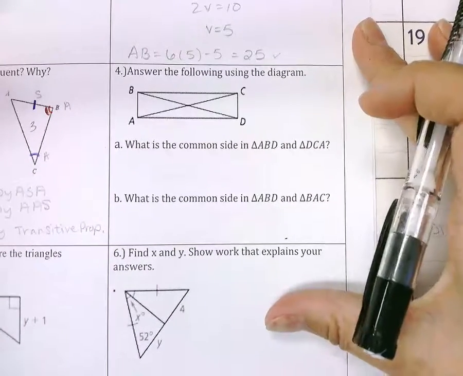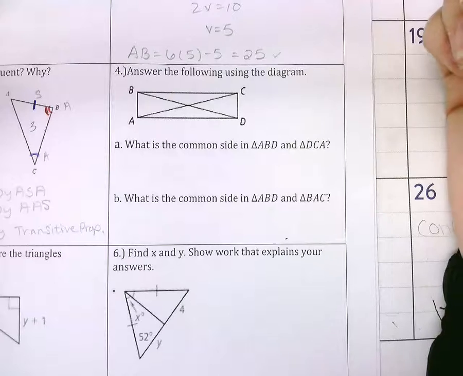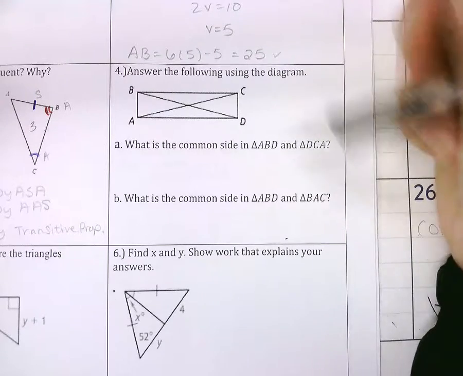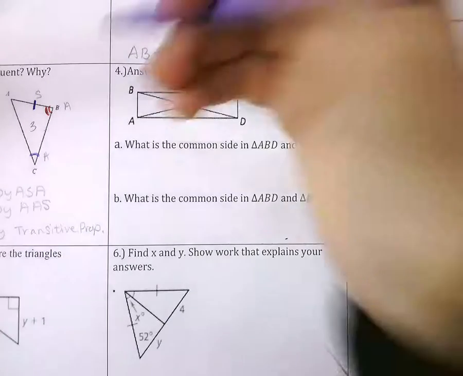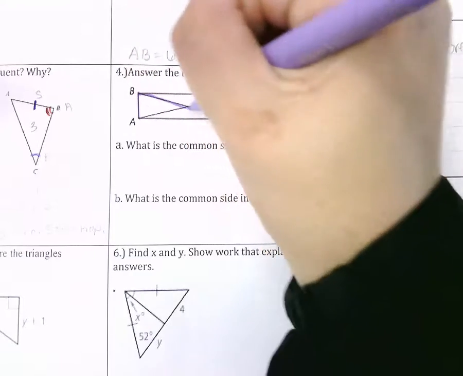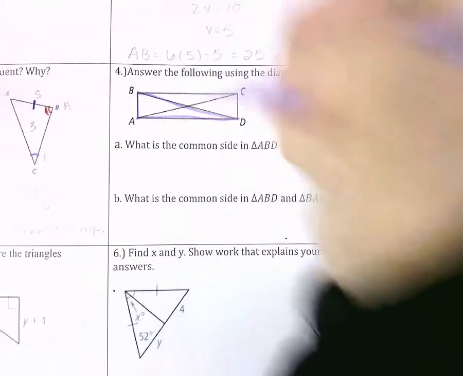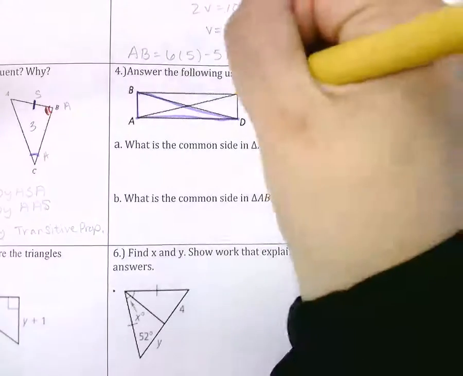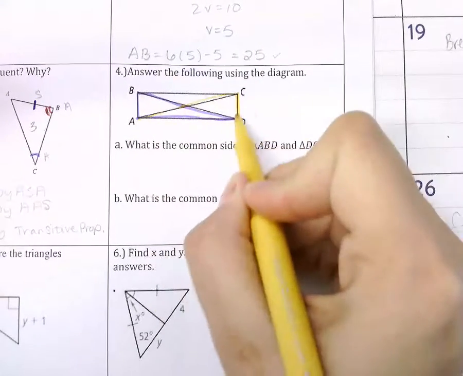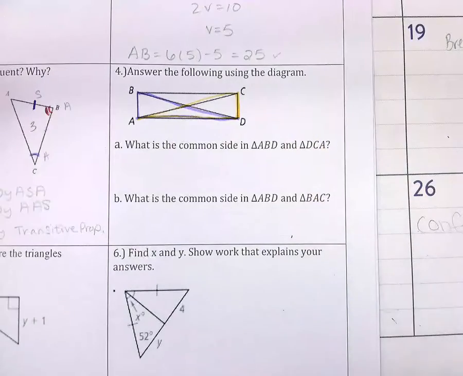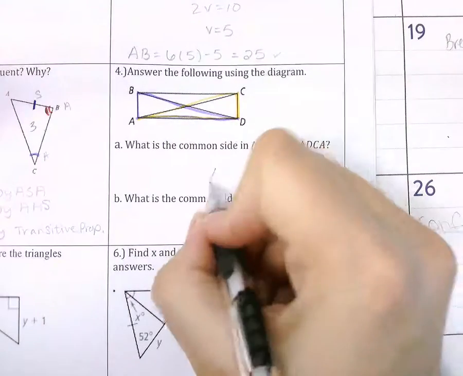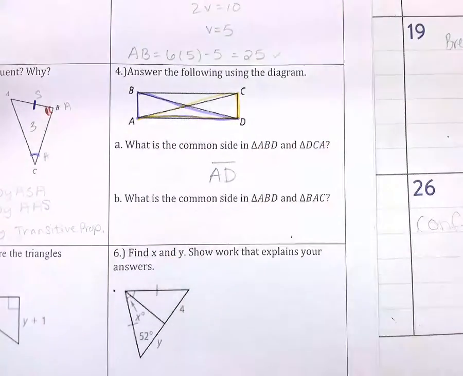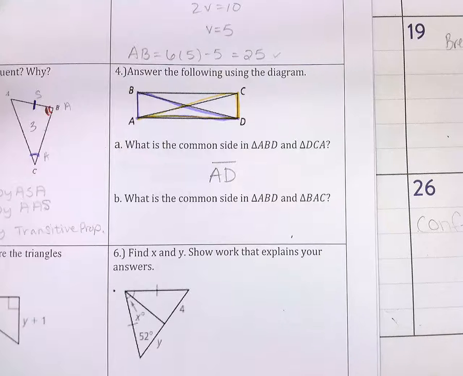All right, number 4. I think we did this one yesterday. What is the common side in ABD? So that's this triangle here, and DCA, that's this triangle here. So where did they overlap? Segment AB. Right. Good. I said segment AB is linked to BA. Is that okay? Yeah, that's good.